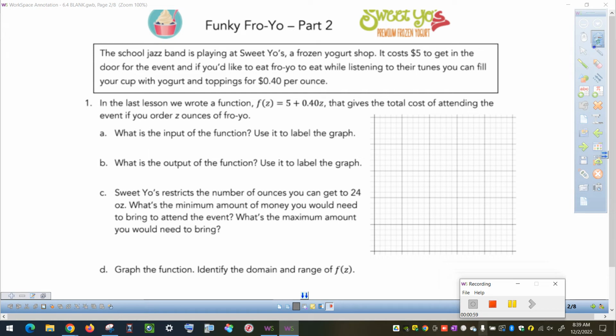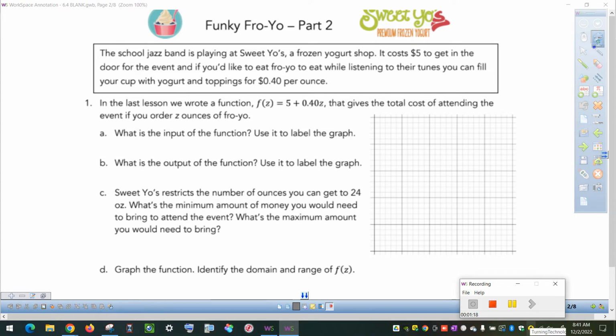So we still have actually the same intro. We've got the school jazz band that's playing at the frozen yogurt shop. We know from yesterday that it's going to cost us $5 to get into the door, and it's 40 cents per ounce if you also want to fill up a frozen yogurt cup.